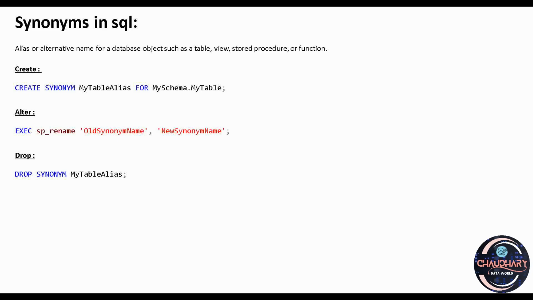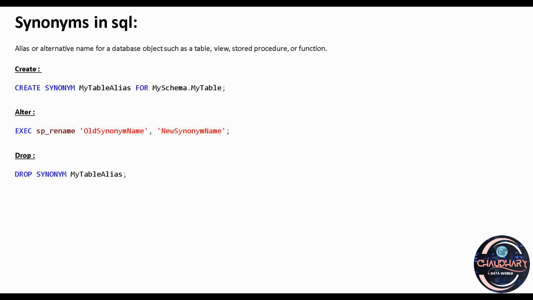A synonym is nothing but an alias or alternative name for a database object. The database object can be a view, a table, a stored procedure, anything. All those things can be given an alternative name, which we can then call and use as we normally would.